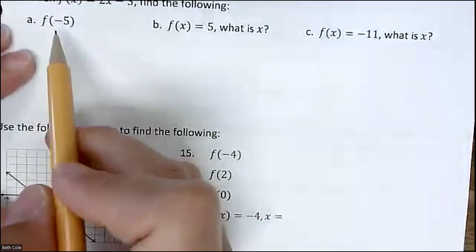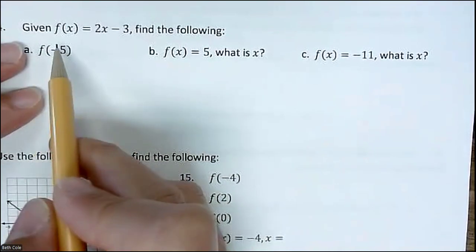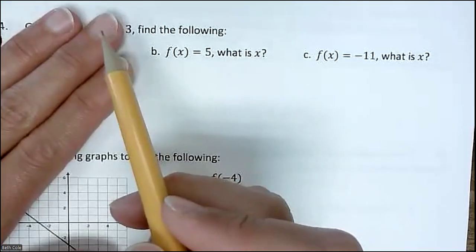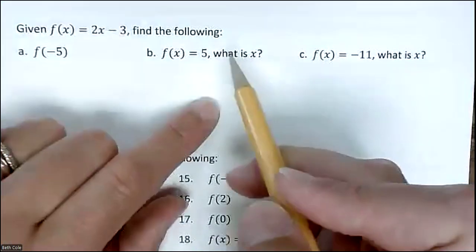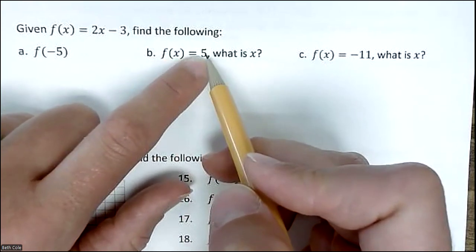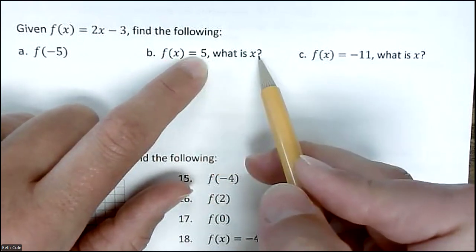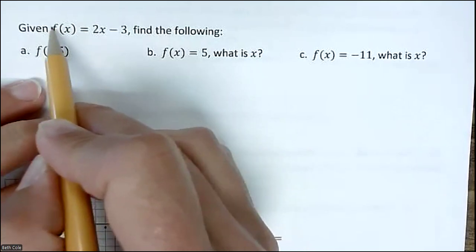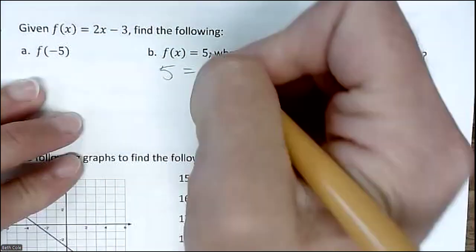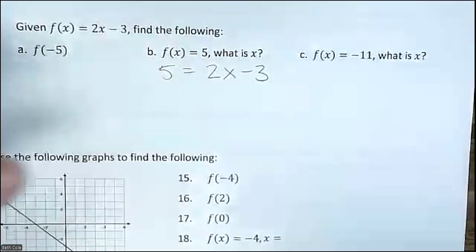All right, this one's the same as what we did on the front page. You would put this in your calculator and put in negative 5. So I'm going to skip that one so you guys have time to do your classwork. But this one, you're going to have to actually work this out. It says f of x is 5. What is x? Well, you're going to replace the f of x with 5. So it's going to look like that. 5 equals 2x minus 3.